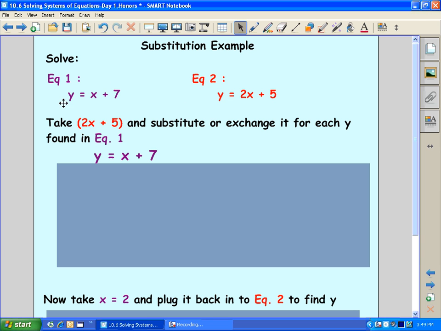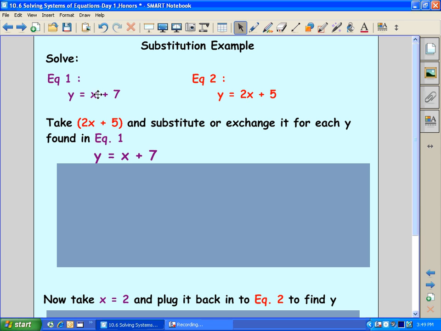So instead of moving things around, well, sometimes we will have to move things around. We can do this when the variable's all by itself. All right, this is what I'm going to do. You see this 2x plus 5. I'm going to put it in here for this y.